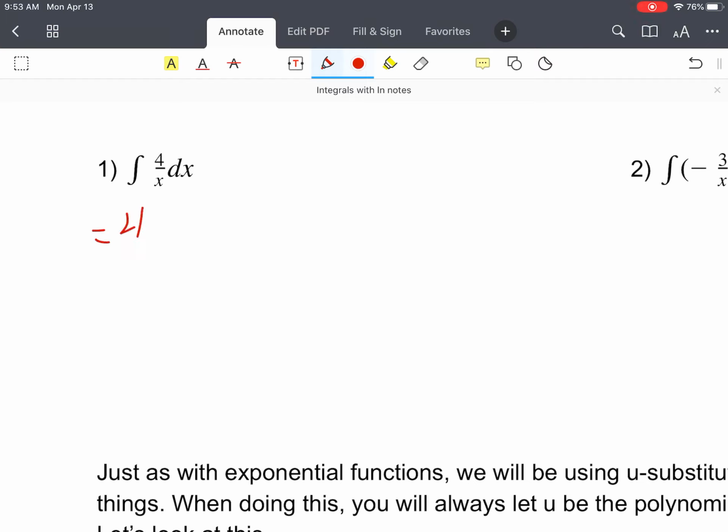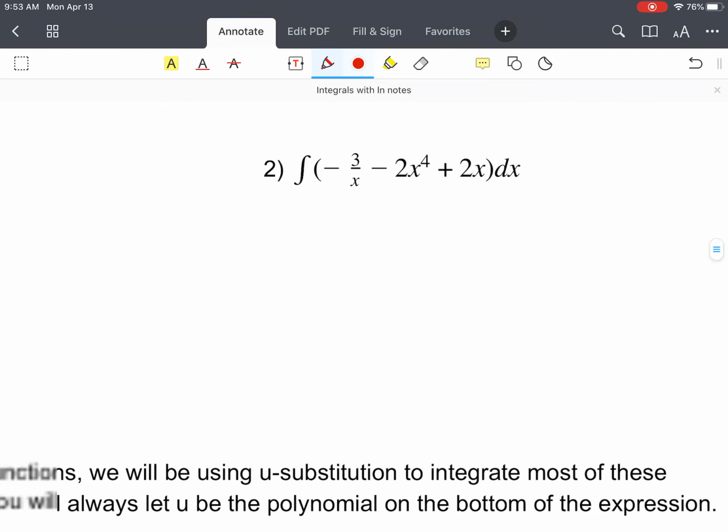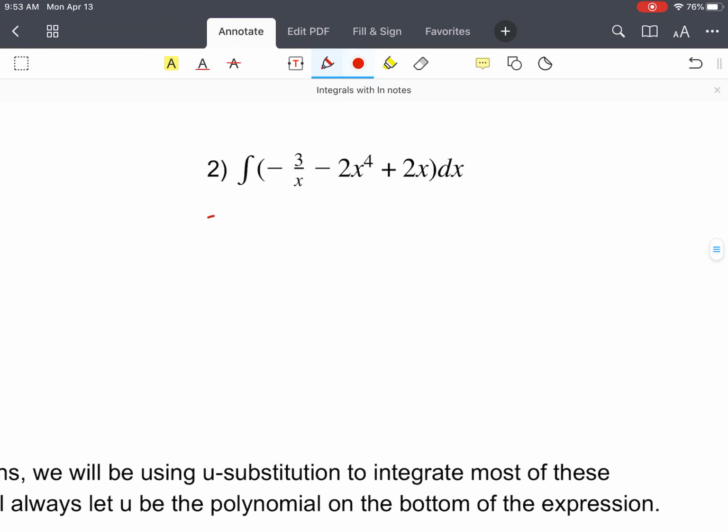If I want to get this to look like 1 over x, the first thing I'm going to do is take out that 4. And then the integral of 1 over x is ln x, so this is just 4 times ln x plus c. Remember your plus c every single time that you don't have anything up here and here. Let's look at this one.